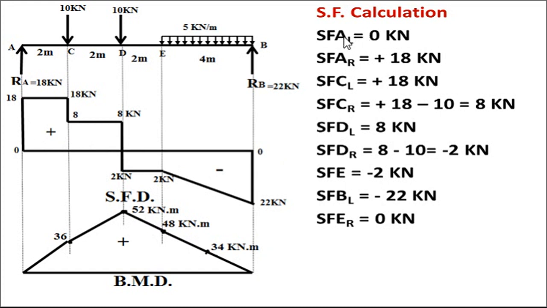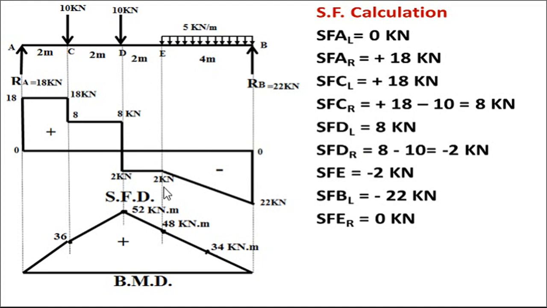From the shear force diagram, you can write the shear force calculation, or initially also you can show it. Shear force at E to the left: wherever there are two values, the first value is left, the second value is right. So the first value is 0 here, the second value is plus 18, at right. Shear force at A to the right. Now at C there are two values: shear force at C to the left 18, shear force at C to the right 8, here 18 minus 10. Shear force at D to the left is plus 8, shear force at D to the right is minus 2.